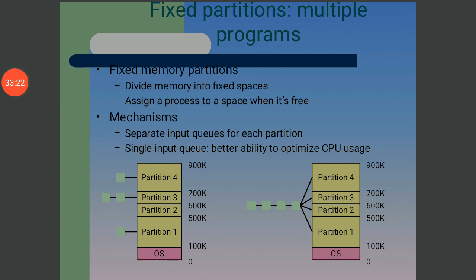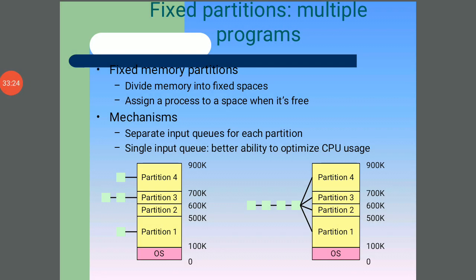So this is the information on the fixed partition multiple programs. The partition is the C drive, D drive, E drive. This is the partition. The mechanisms are separate input queues for each partition, and a single input queue, and a better ability to optimize central processing usage. So partitions 1 to 4 and the operating system.